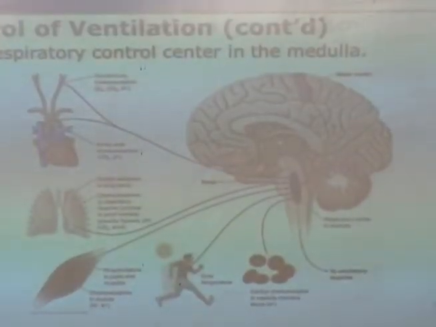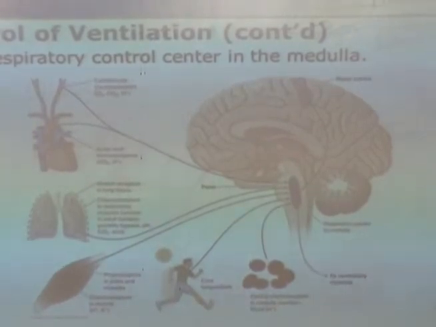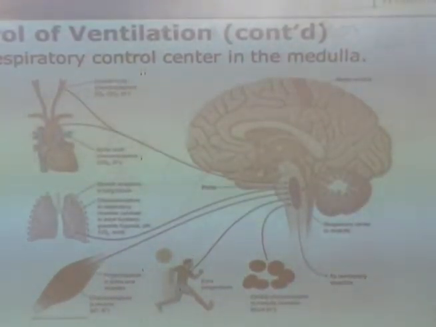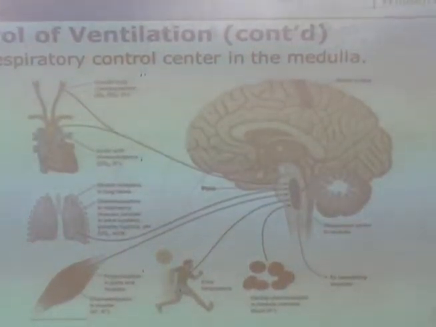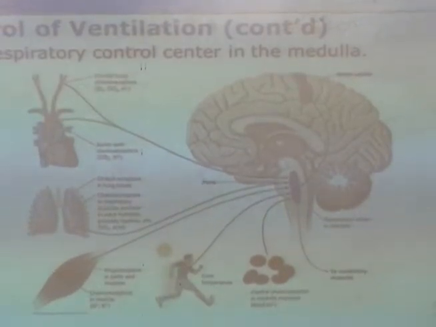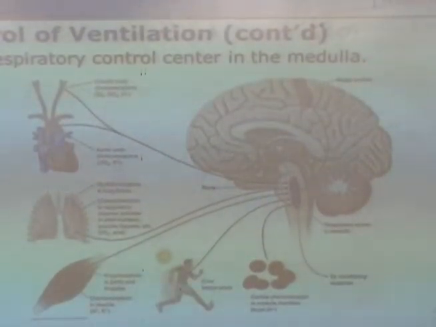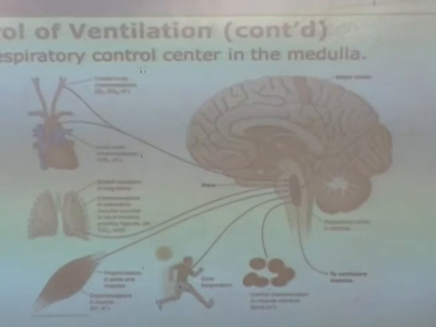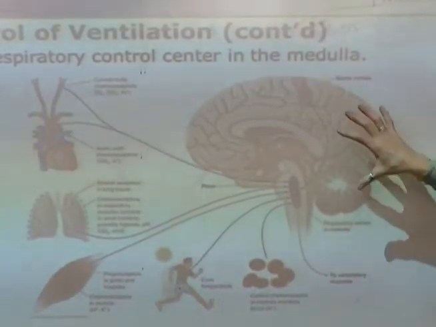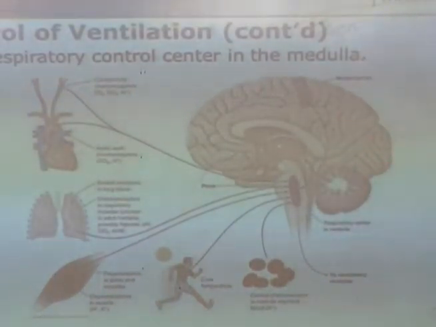You've also got stretch receptors in the lungs, you've got chemoreceptors in the carotid arteries. Okay, there's all kinds of different areas that are sending messages and helping this overall control of breathing, all right?